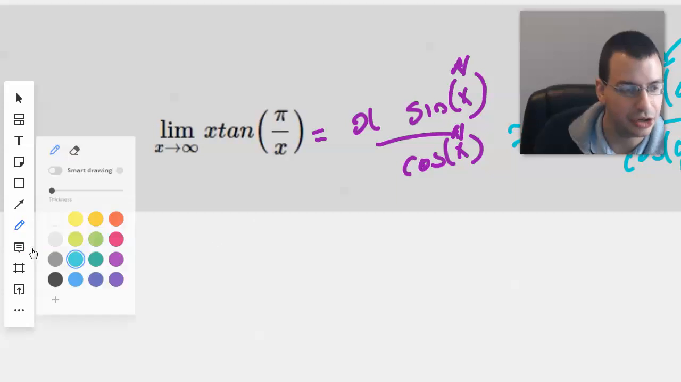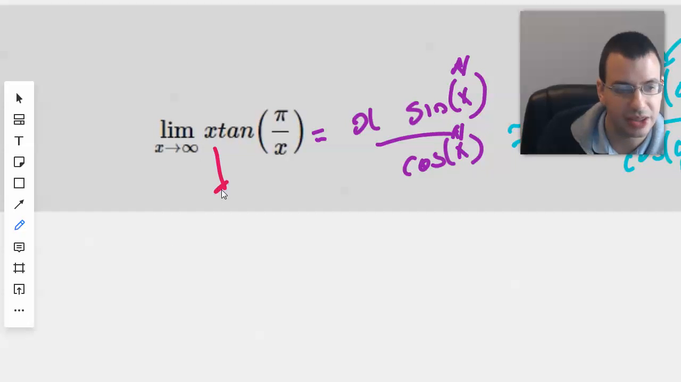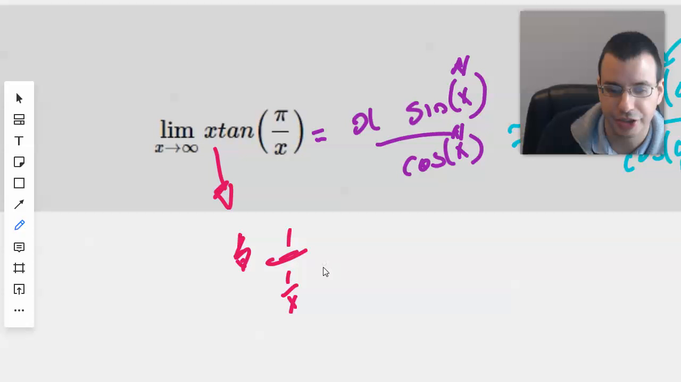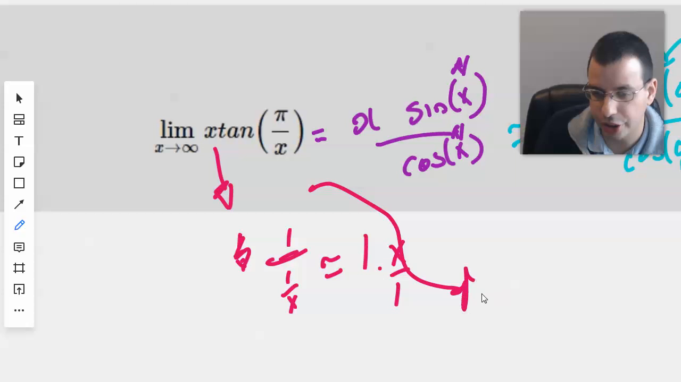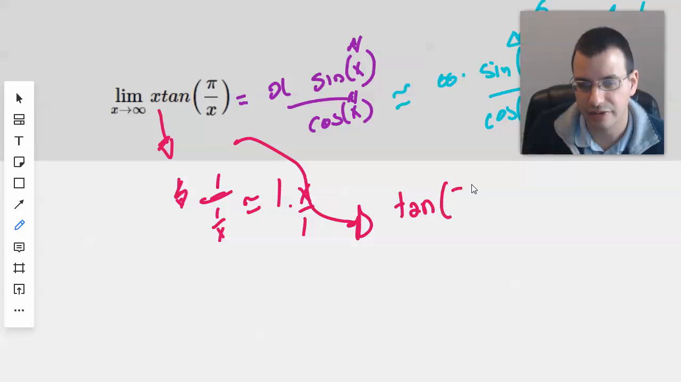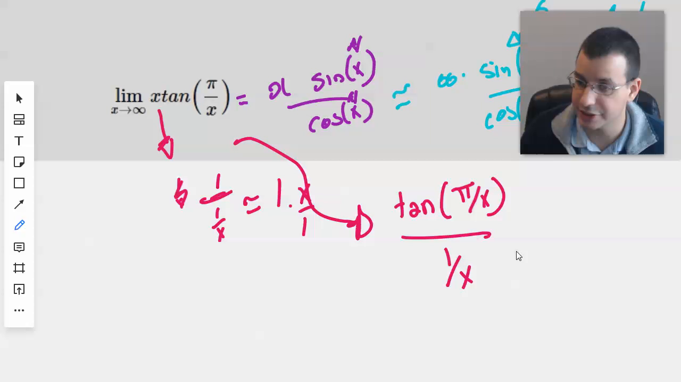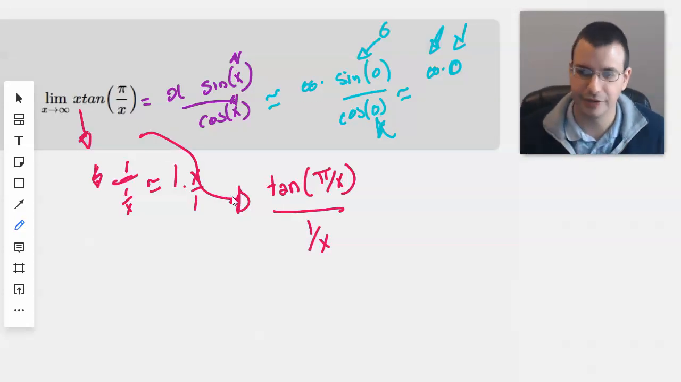The challenge here, though, is we don't have an obvious bottom. So I'm going to rewrite this x as 1 over 1 over x. There we go. Because when you divide by a fraction, you multiply by the reciprocal. So this is the same as 1 times x over 1. So what we're going to do here is move this guy over there. We'll do tangent of pi over x times 1 over x. Same thing. I just left off the limit portion for convenience.